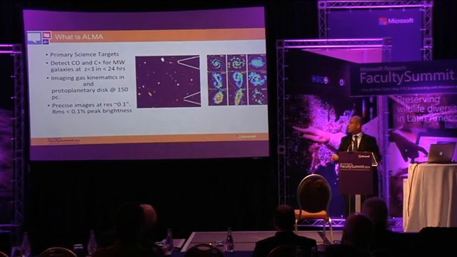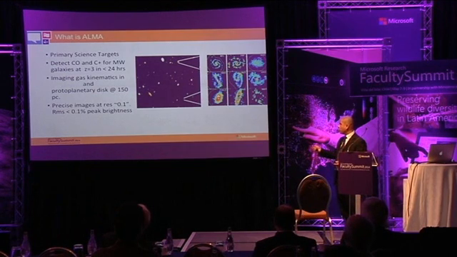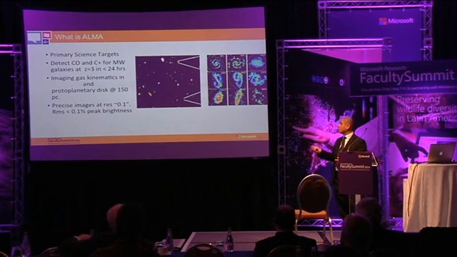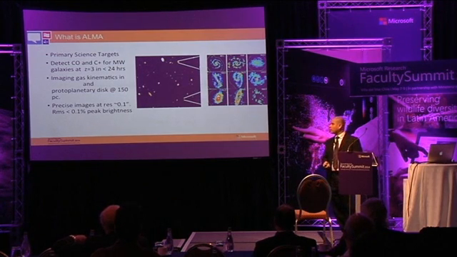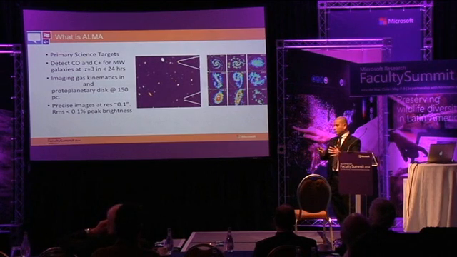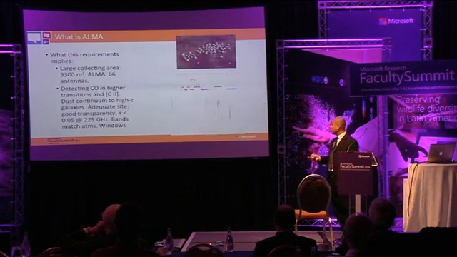We built ALMA basically to detect carbon monoxide and the ion of carbon in Milky Way-like galaxies at redshift equals 3 in less than 24 hours. At the time when we were planning ALMA, that looked impressive. And also for imaging gas kinematics in protoplanetary disks. Of course, that's why we built ALMA, but it's different what you build and what you finally get.